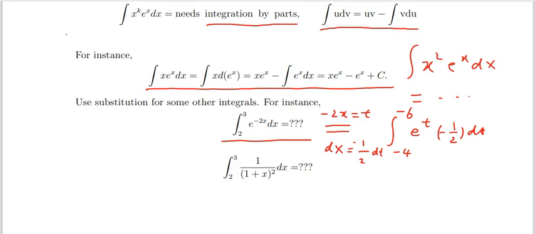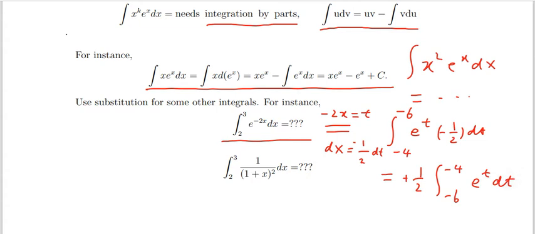Then we take the coefficient negative half outside. Integration is usually from the lower bound to the upper bound, or from the small number to the large number. So negative 4 to negative 6, we change to negative 6 to negative 4. This gives another negative, so here it becomes positive, right? So just the integral of e to the t dt.